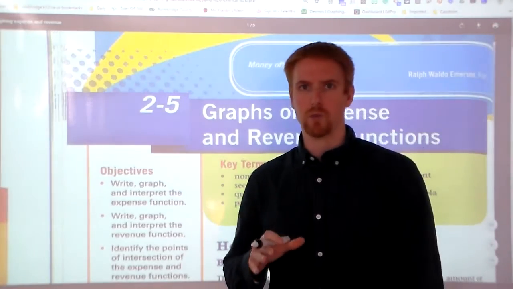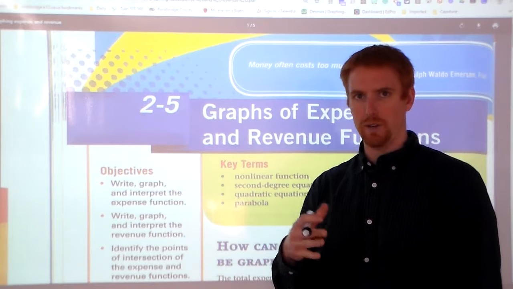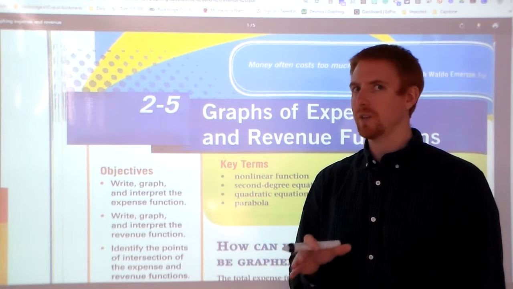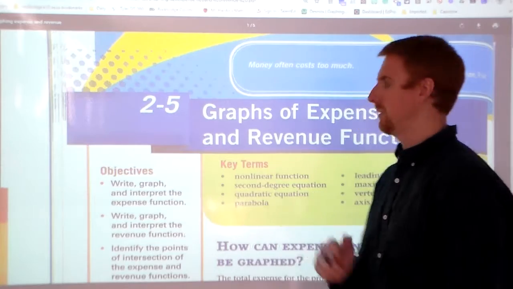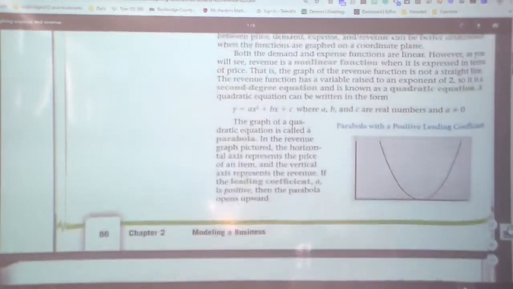Okay, now we're up to graphing revenue and expense functions. If you haven't done that little activity on graphing just a revenue function, you really need to do that first so that this makes sense. So again, I won't read through everything on the notes here. I'm just going to kind of fast forward.